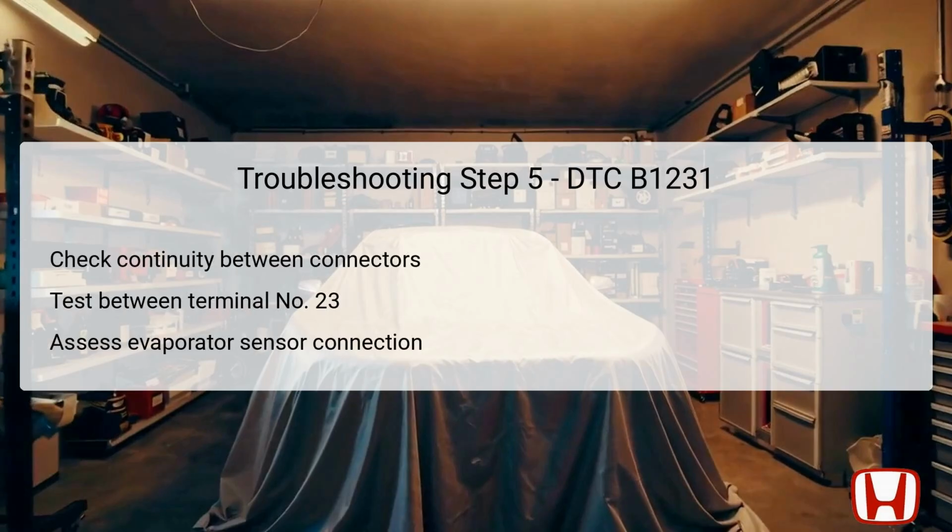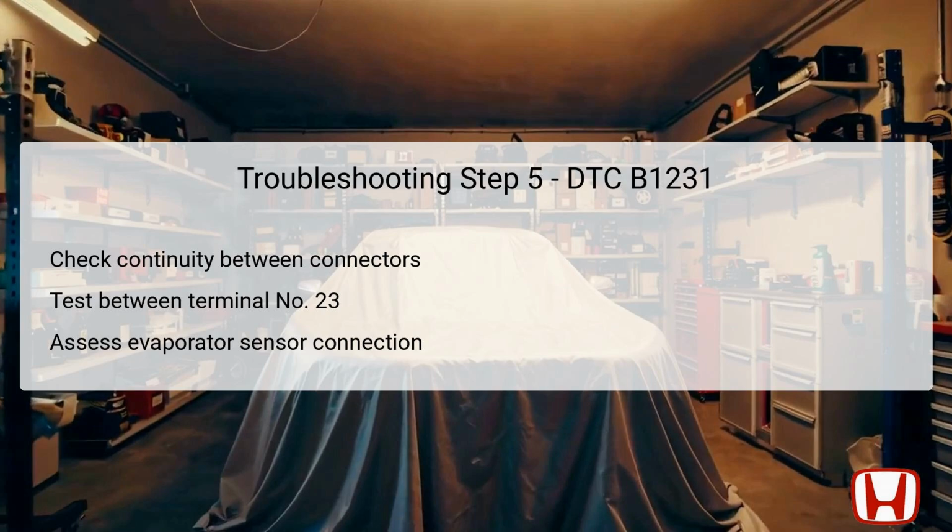Now it is time to check for continuity between climate control unit connector A, 28P, terminal number 23, and the evaporator temperature sensor 2P, connector terminal number 2. This testing checks the electrical pathway for any interruptions that might indicate an open circuit.